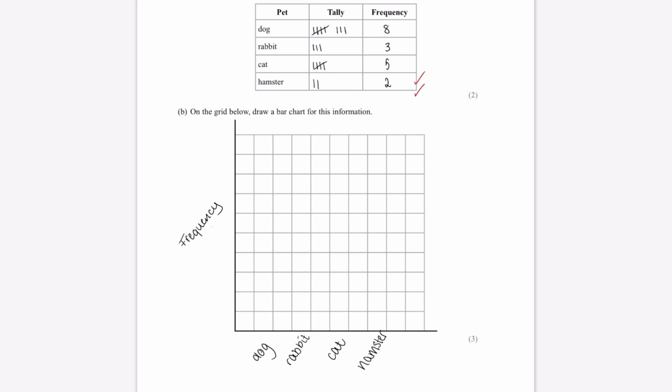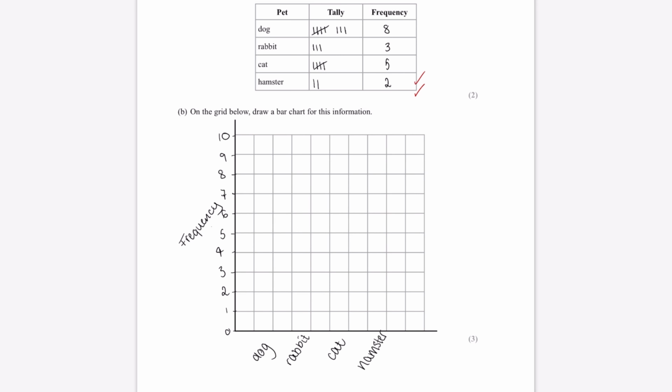Now the next thing we'll want to do is add in a scale for the y-axis. So our range of values is between 2 and 8. So our y-axis must go up to at least 8. So our y-axis should look something like this. And now the final thing we need to do is draw in the bars.